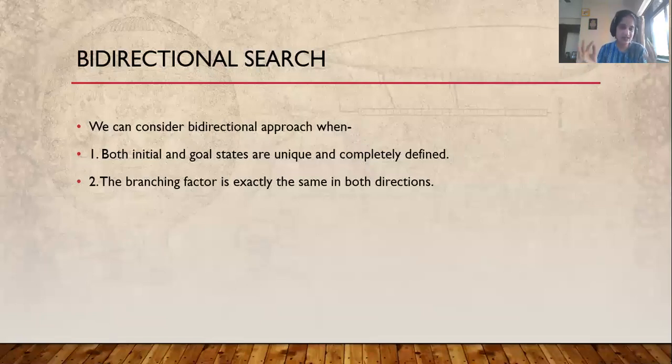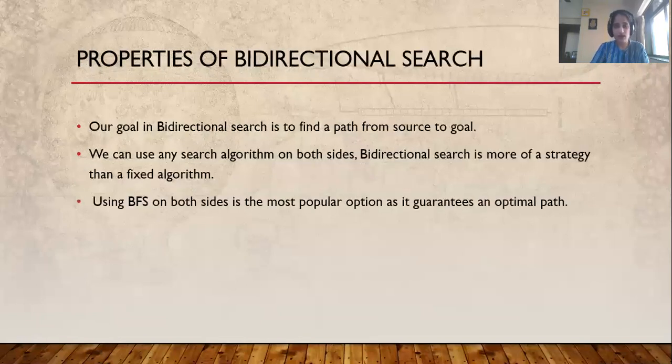Okay, and if the state space and the goal states are relevant and follow these conditions, then in that case we can make use of bidirectional search. So our goal in bidirectional search is to find a path from source to goal. We can use any search algorithm on both the sides. Bidirectional search is more of a strategy than a fixed algorithm. Using BFS on both the sides is the most popular option as it guarantees the optimal path.